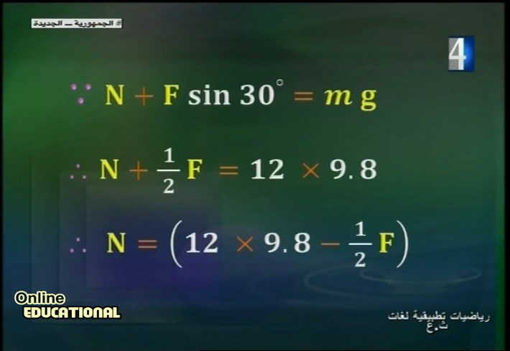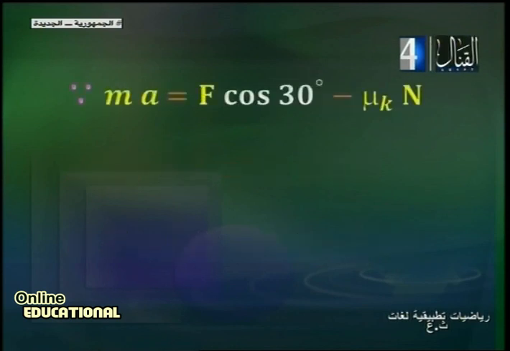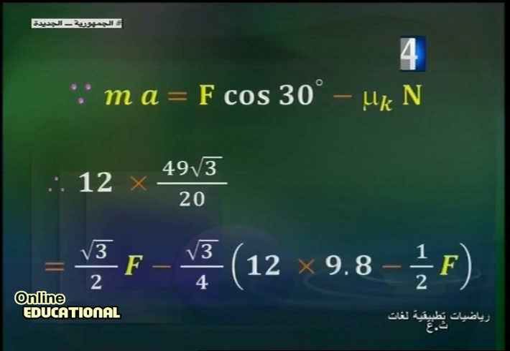From Newton's second law, MA equals F cosine 30 degrees minus mu k N. The mass of the body equals 12 kilogram, multiply the acceleration 49 root 3 over 20 meter, equals root 3 over 2 F minus mu k. Mu k equals root 3 over 4, multiply between two brackets the magnitude of the normal reaction N, which equals 12 times 9.8 minus half F.